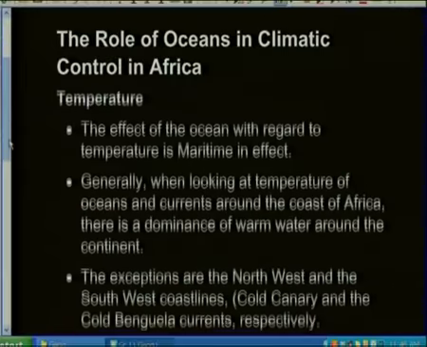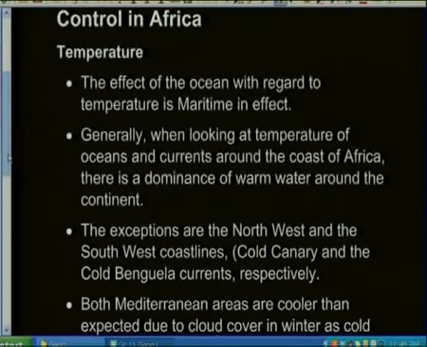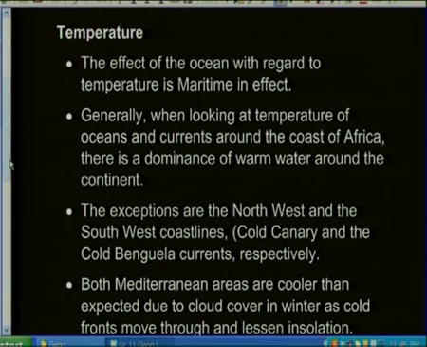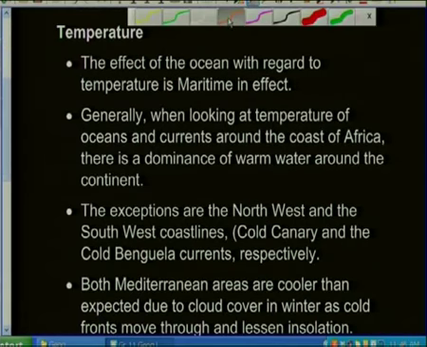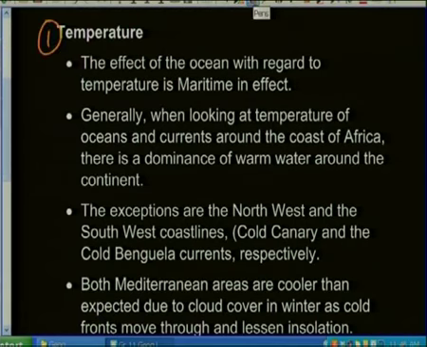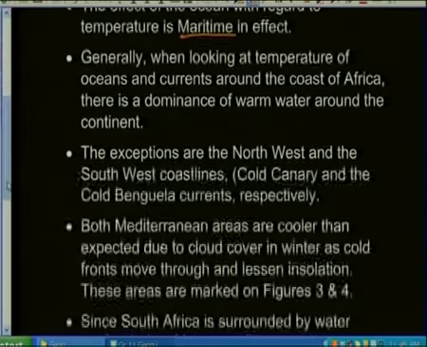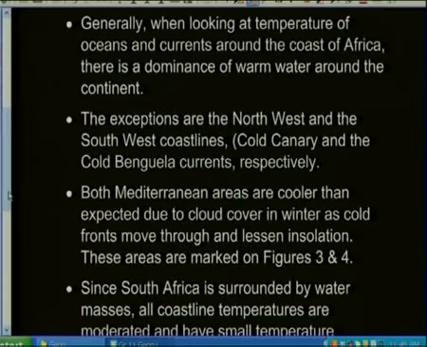Right, if we move along, we're still looking at the role of oceans in climate control for Africa. And if we look at temperature as our first major component, the effect of the ocean with regard to temperature is maritime in effect. In other words, the seas control the temperatures along the coastline, moderating them. Generally, when looking at the temperature of the oceans and currents around the coast of Africa, there is a dominance of warm water around the continent.